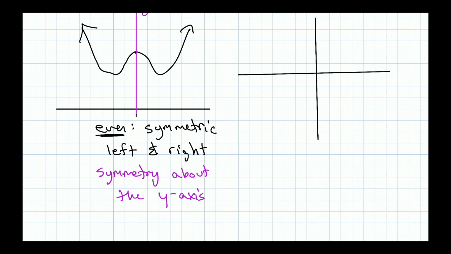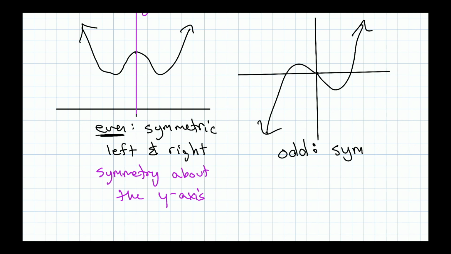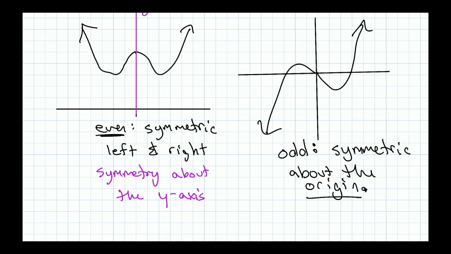Okay. Now, what about an odd function? Oh, those lines aren't even right. I'm getting worse. Okay. Like that. Okay. So this is what an odd function looks like. And we say that this is symmetric about the origin. Now, what does that mean? So the origin is right here, right?